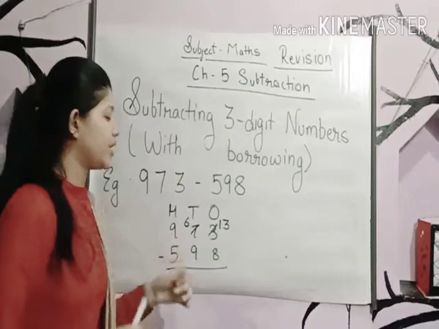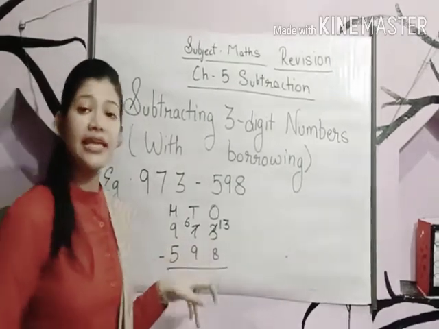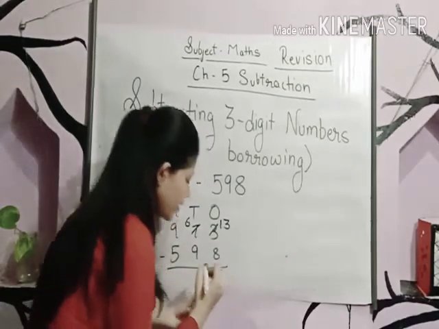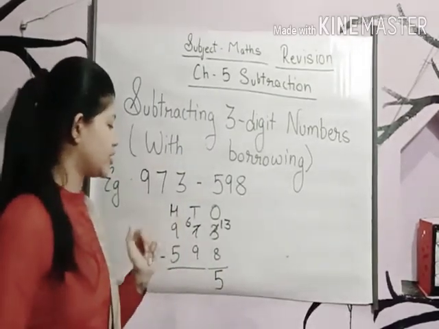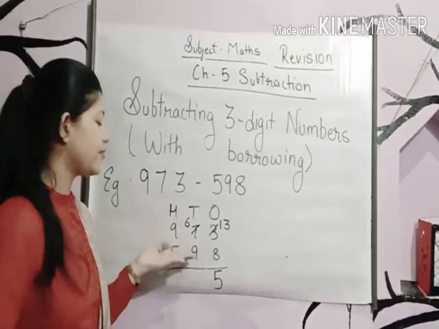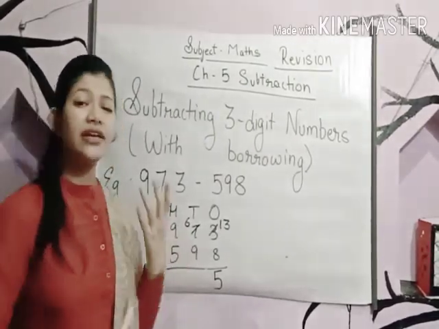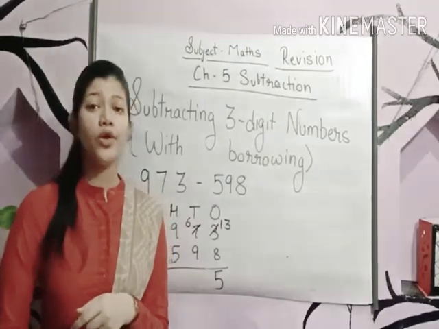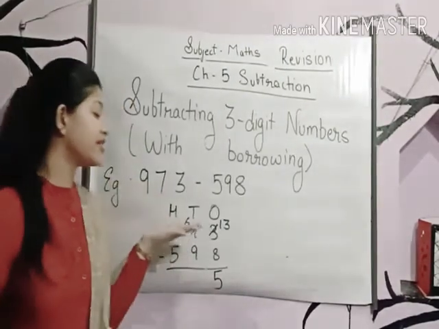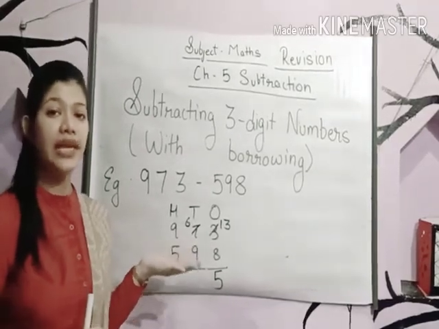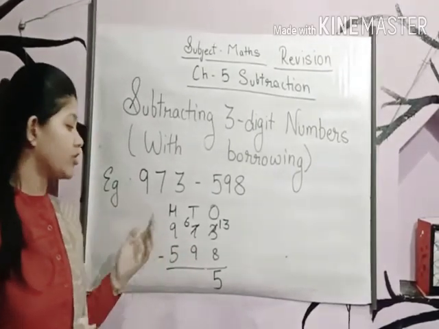Let's subtract. 13 minus 8 is equal to 5. So we will write 5 here. Now let's come to the tens column. Now see, 6 minus 9. Again the same problem. Now can we subtract 9 from 6? No. Why? Because again 6 is a smaller number. It cannot be subtracted from 9. So what will we do?